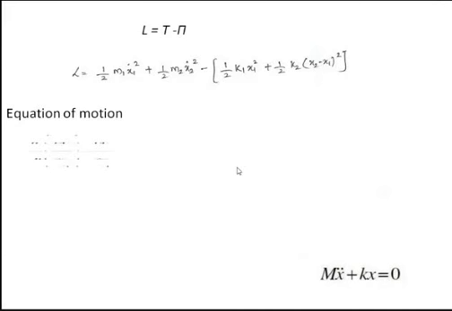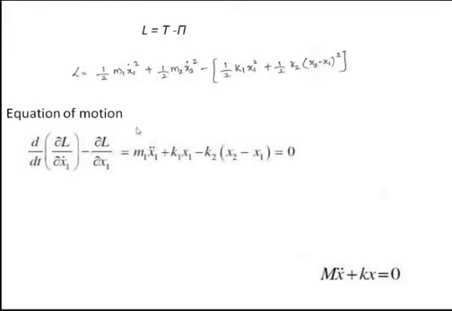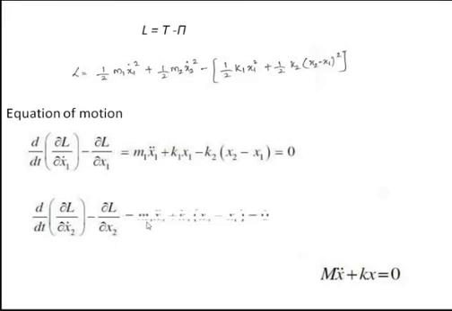Now the equation of motion, you know, is given by d by dt of dL by dx1 dot minus dL by dx1. So if I differentiate that, I'll be getting m1 x1 double dot plus k1 x1 minus k2 (x2 minus x1) is equal to 0. Similarly, if I do it for x2, what will I get? It will be m2 x2 double dot plus k2 (x2 minus x1) is equal to 0.